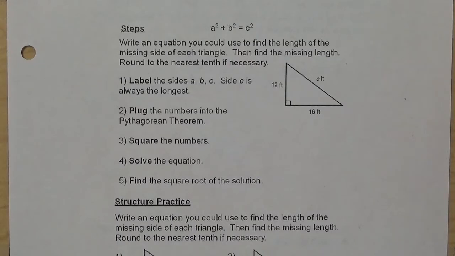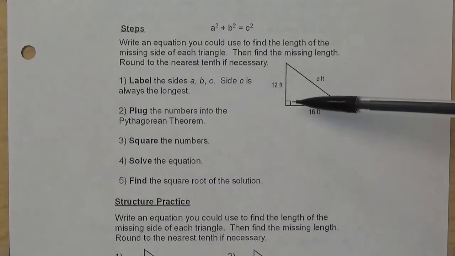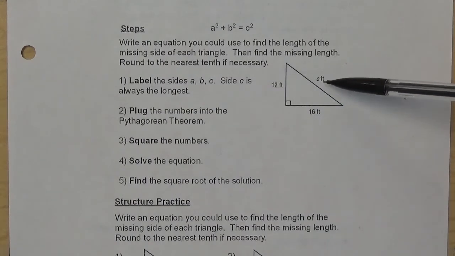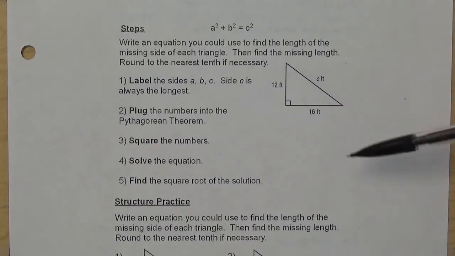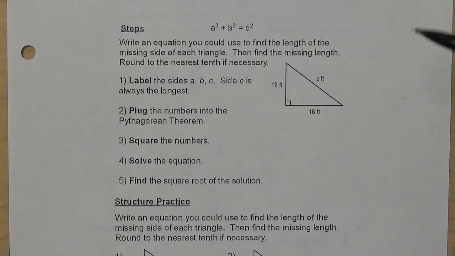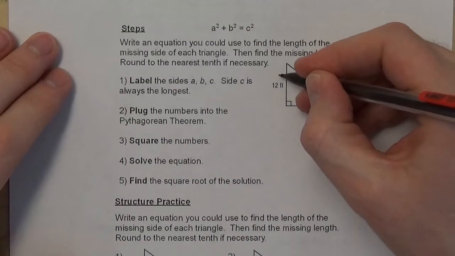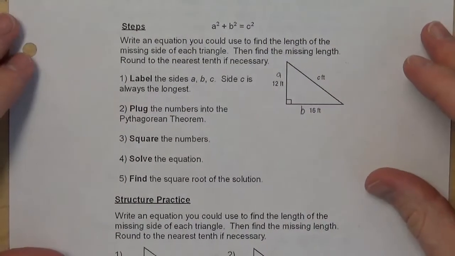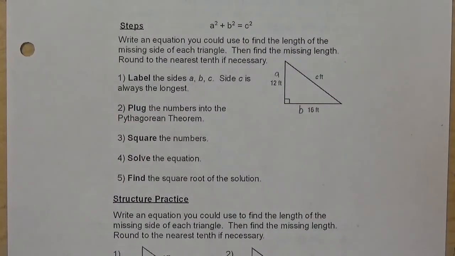So the first thing we need to do is make sure that our sides are labeled correctly. Sides A and B are always the two legs, and side C is always the hypotenuse, the longest side. It doesn't matter which one of the legs you label A and which one you label B, as long as through the rest of the problem you're consistent with which one is A and which one's B. So it doesn't really matter. I'm going to call this one over here A, this one here B. Side C is already labeled for us there. That's the longest side.